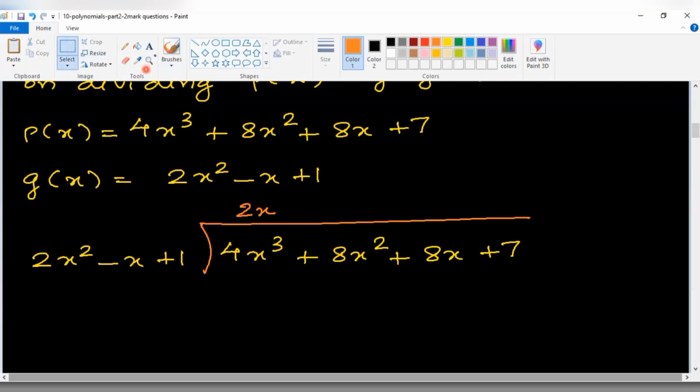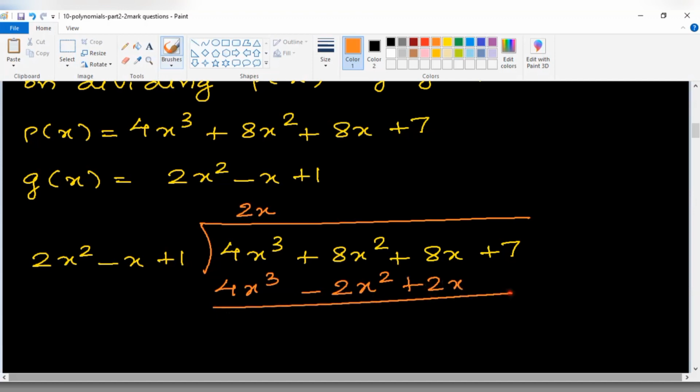Now what we have to do? We have to multiply 2x into 2x square. So it is 4x cubed. 2x into minus x, that is minus 2x square. 2x into 1, that is plus 2x. Now let us subtract. That is the next step. So 4x cubed will get cancelled.